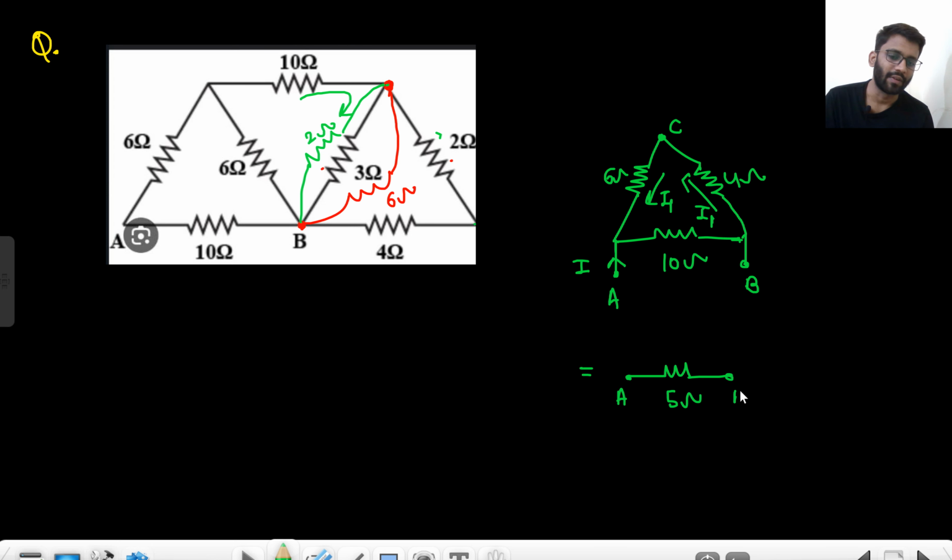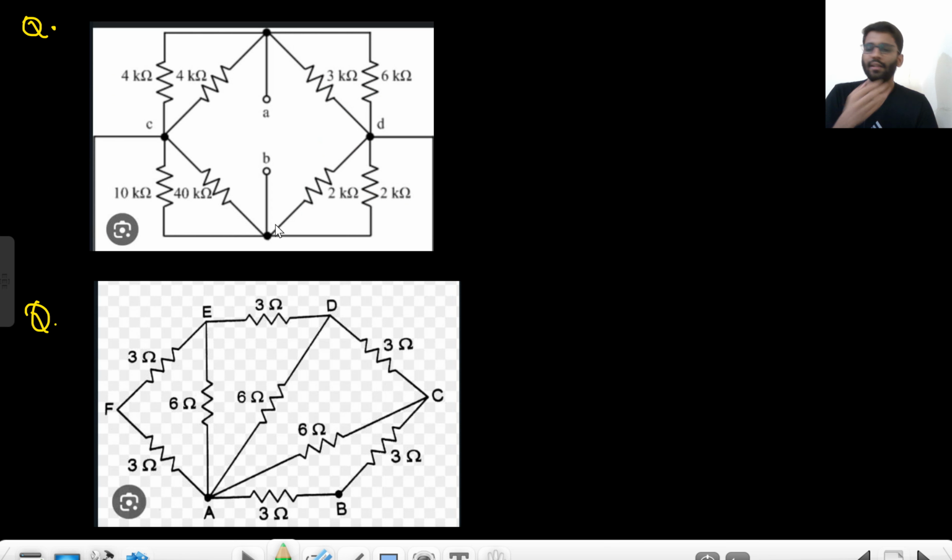Between A and B, we will have 5 ohm. Okay. Now solve this question on your own. Now tell me, we are finding equivalent resistance between A and B. Okay, R equivalent between A and B.